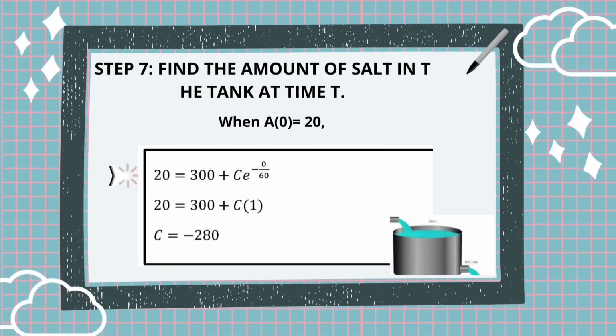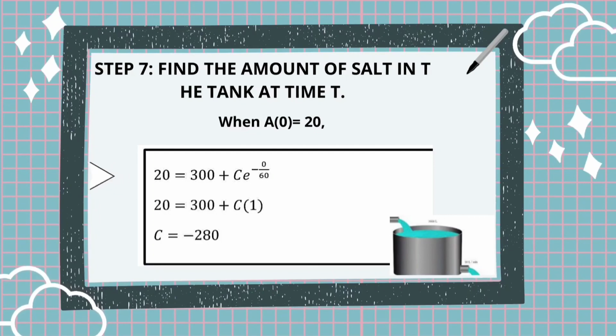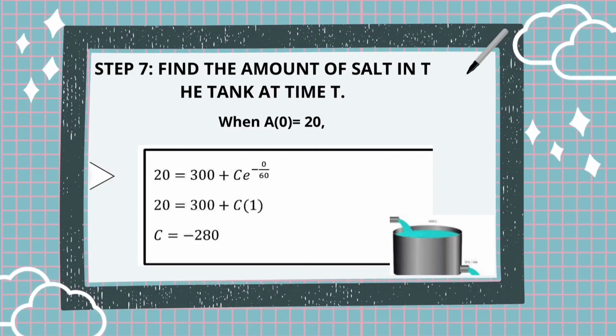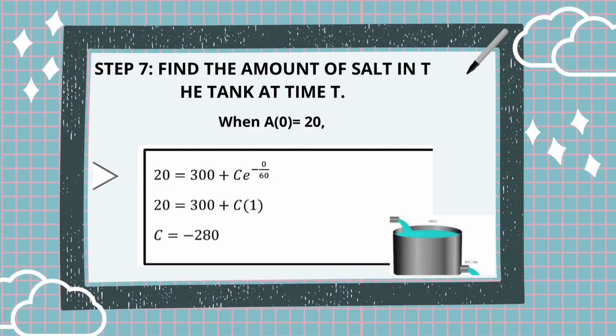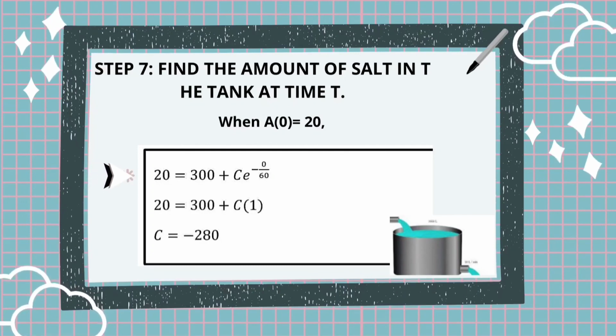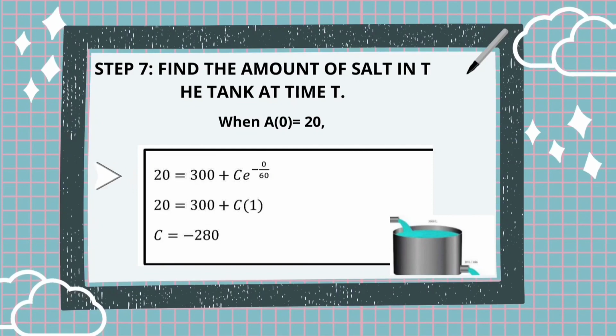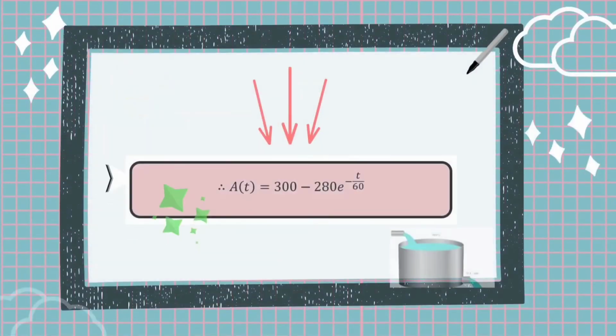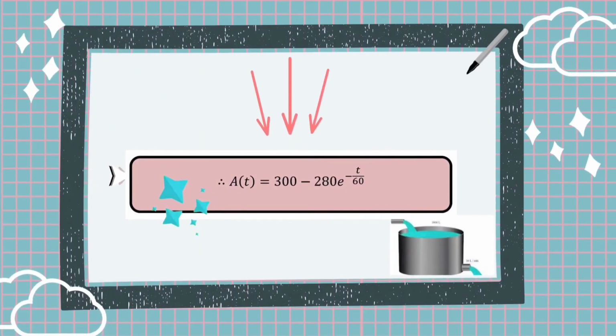So 20 equals 300 plus c times e to the power of negative 0 over 60. e to the power of 0 is equal to 1. So now we can calculate c. We have negative 280. Finally, our problem is solved.